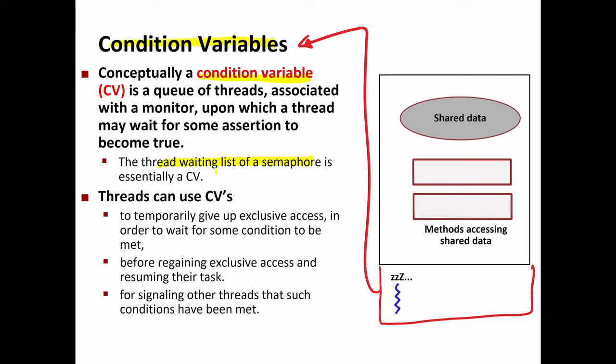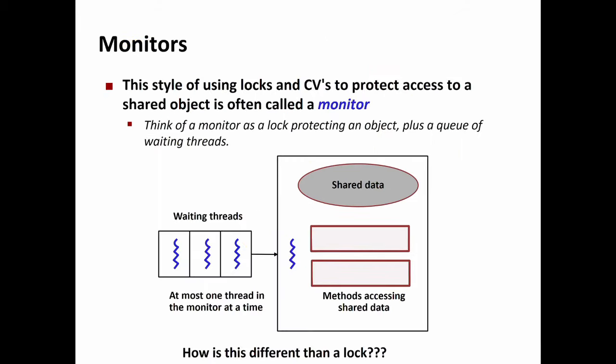So this is essentially the same idea: when a thread comes in and does some stuff, and then it cannot complete, it can wait and sleep on some queue. This is associated with this monitor, and we will see how it works in an example.